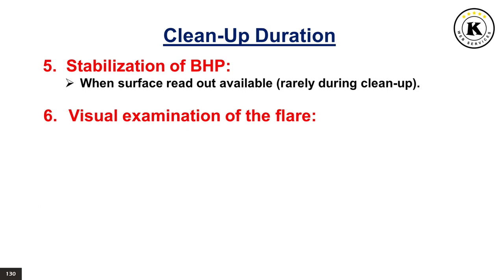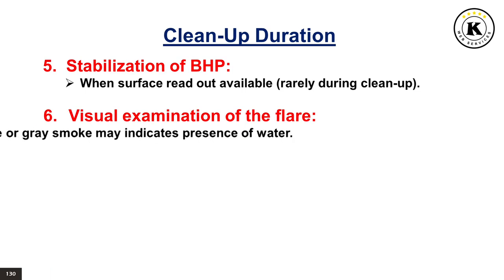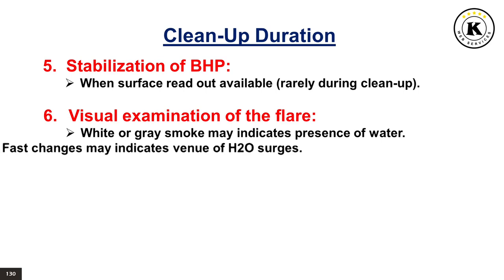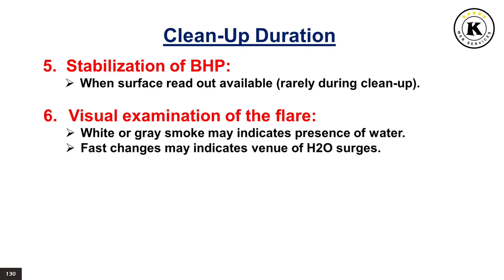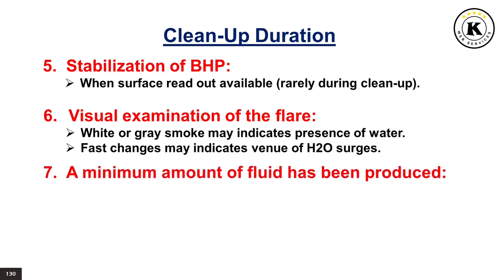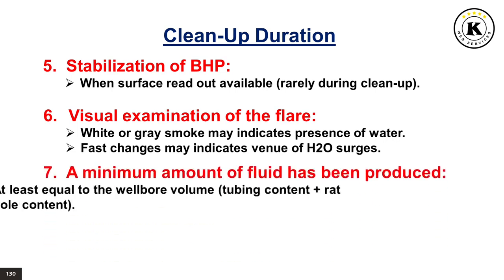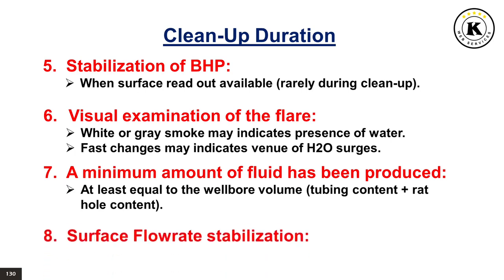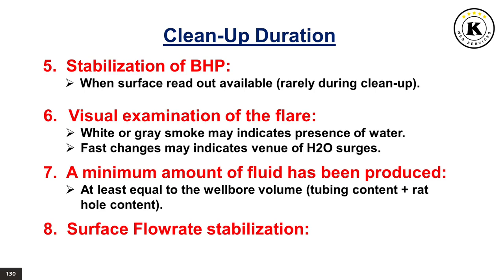6. Visual examination of the flare. White or gray smoke may indicate presence of water. Fast changes may indicate the arrival of water surges. 7. A minimum amount of fluid has been produced, at least equal to the wellbore volume, tubing content plus rat hole content. 8. Surface flow rate stabilization, using choke performance charts.